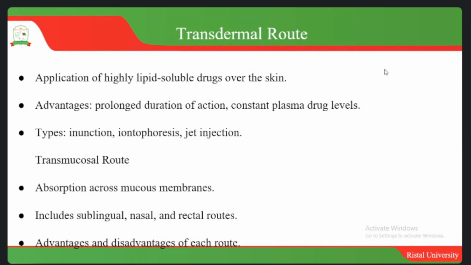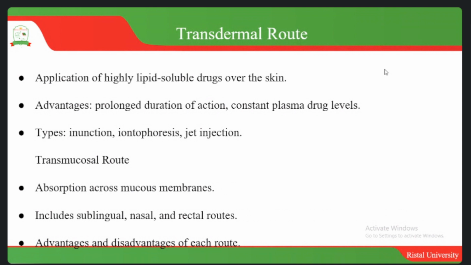Then transdermal route. For the transdermal route, this is the application of highly lipid soluble drugs over the skin. And the advantages are prolonged duration of action, and constant plasma drug levels is also an advantage. And then also the types can be iontophoresis, electrophoresis, and then the jet injection. All this can be given through the transdermal route.